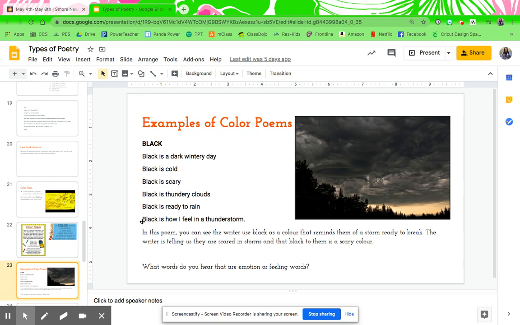And then I chose a picture to go over here with it. As you can see, those dark gray turning black clouds make me feel that poem even more by matching that to it. Now in this poem, you can see the writer uses black as a color that reminds him of a storm ready to break. The writer tells us that they are scared in storms and that the black to them is a scary color. What words or emotion did you feel or hear in that poem?